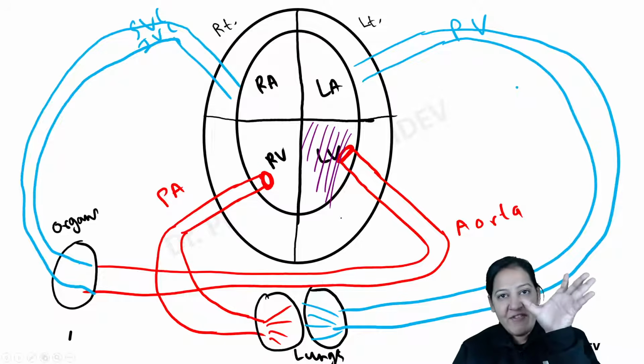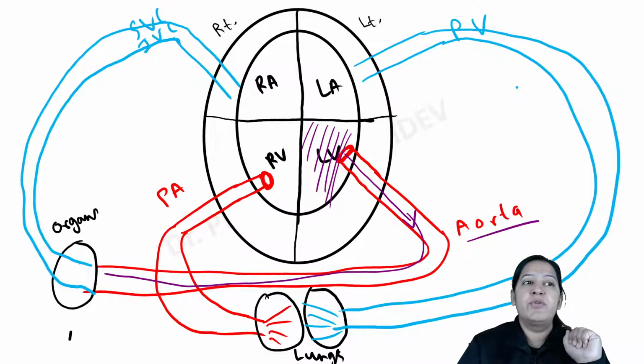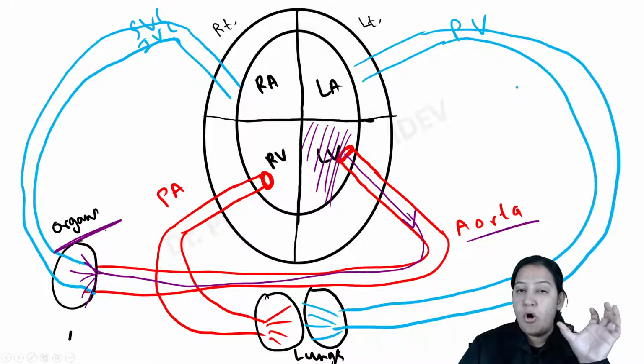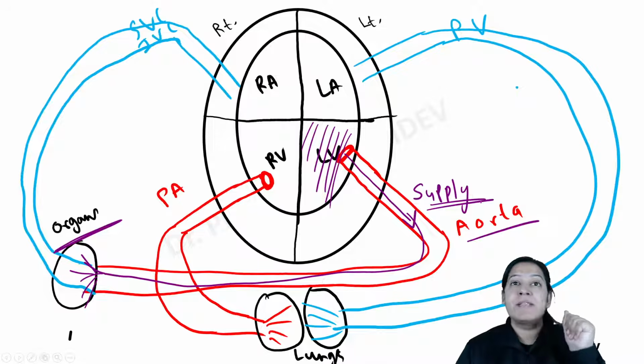Whenever the left ventricle is doing the systole, the left ventricle is contracting. What is happening? The blood from the left ventricle is coming into the aorta, and via the aorta it will be distributed. The pure oxygenated blood will be distributed to all organs of the body. All organs receive the oxygenated blood from the aorta when the left ventricle is contracting, right? So this is the supply of the heart. The heart is supplying blood via the aorta by contracting the muscles of the left ventricle.